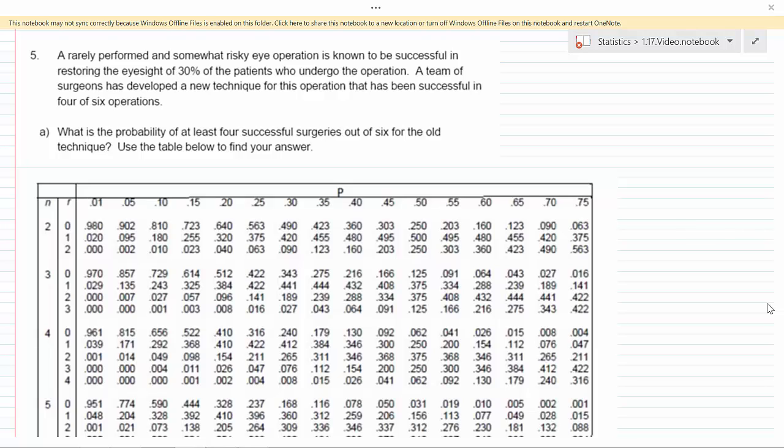Okay, statistics. Now we're going to look at problem number 5. It says, a rarely performed and somewhat risky eye operation is known to be successful in restoring the eyesight of 30% of the patients who undergo the operation. A team of surgeons has developed a new technique, so a different technique for this operation, that has been successful in 4 out of 6 operations.